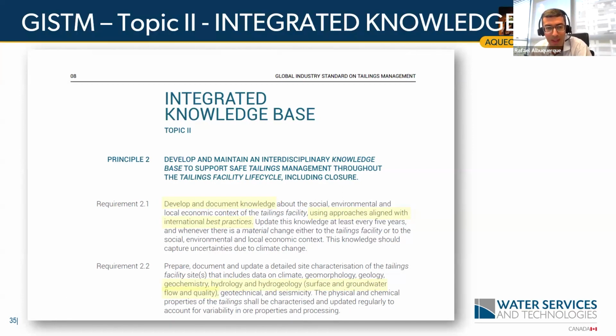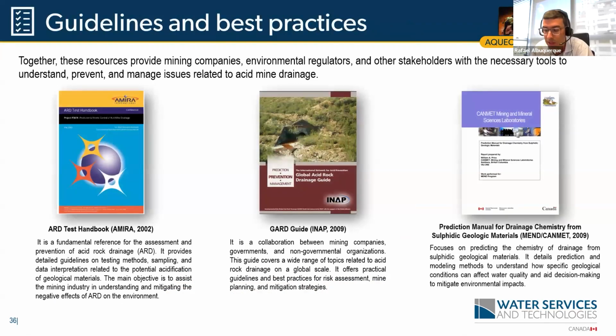But on what topics? On requirement 2.2, we see that it lists geochemistry, hydrology, and hydrogeology, surface and groundwater flow and quality, right? So we see that the GISTM is looking not only at tailings safety in terms of geotechnical aspects, but also in terms of their potential chemical impacts to the environment, right? This is a relatively recent standard, and it's interesting that it points to that. And it mentions international best practices without being too specific about it.